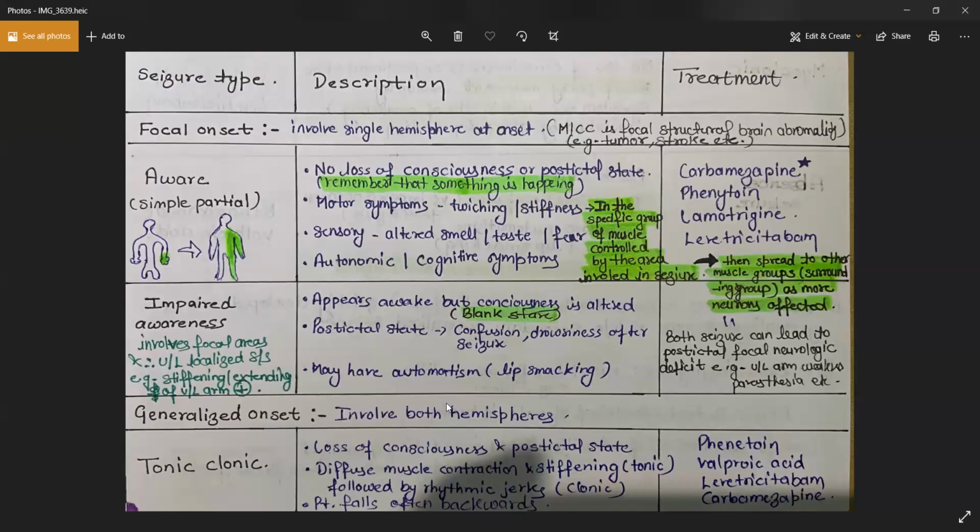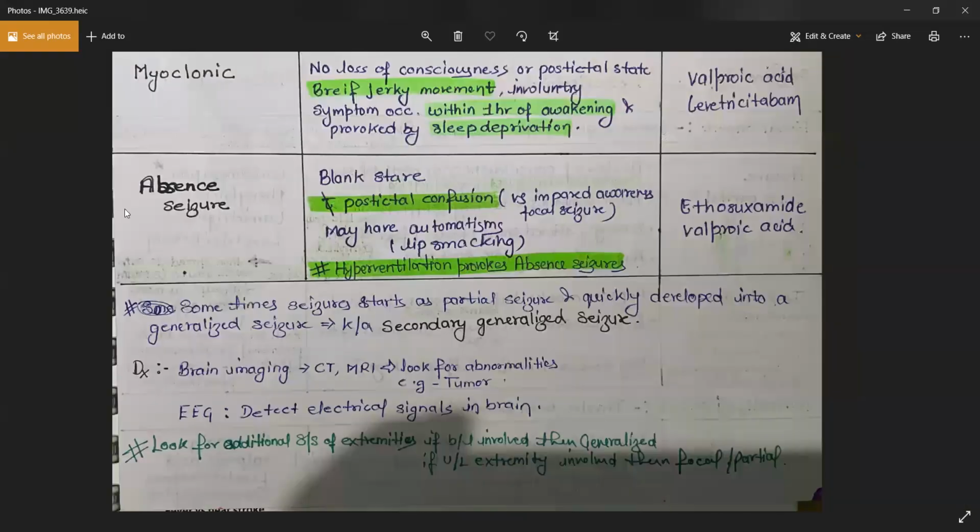Then you have the generalized seizures that involve both the hemispheres. And you have the tonic-clonic seizures in which the patient loses their consciousness. They have the post-ictal state, a contraction and stiffening of the muscles, and post-ictal confusion. Sometimes they bite their tongue. They even micturate at the time of these seizures. So look for the urination, look for the tongue biting, along with the jerks and the stiffening. That means it is a tonic-clonic seizure.